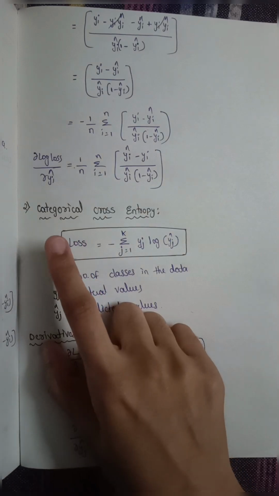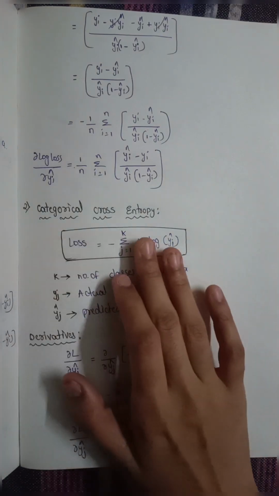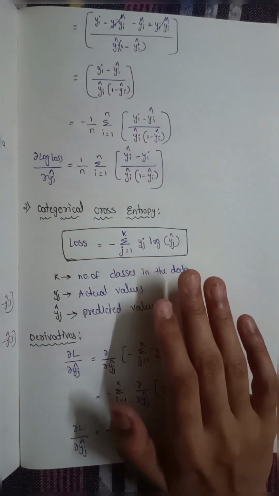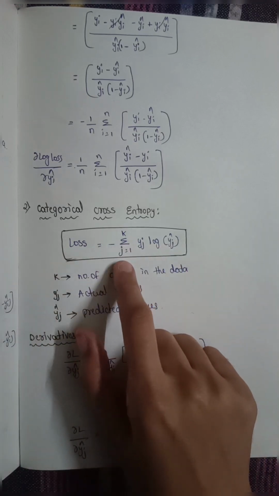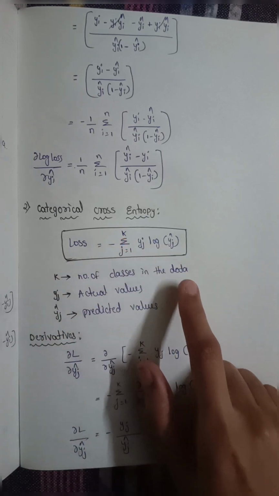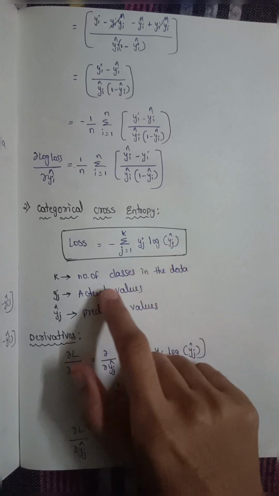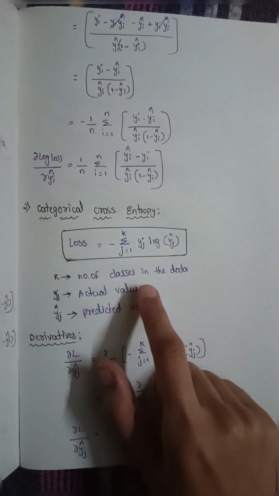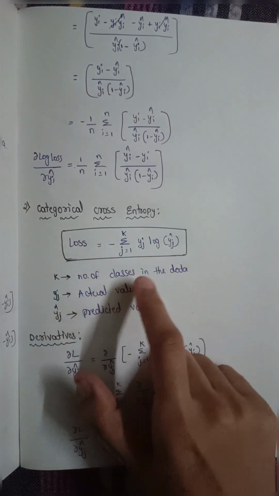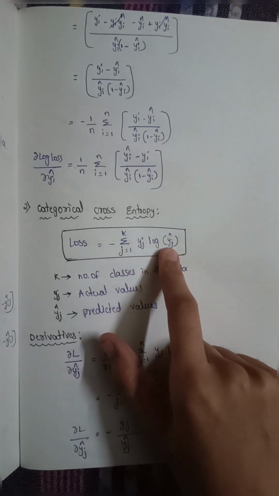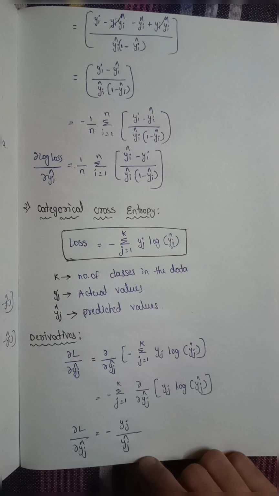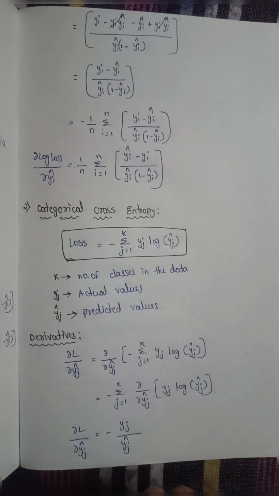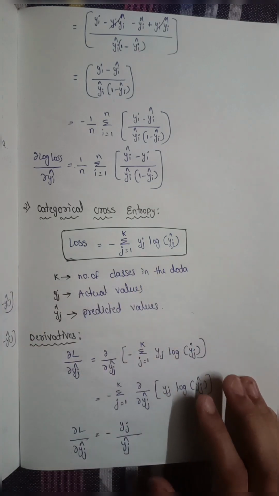Another one is categorical cross entropy. It is used for multi-class classification tasks, and this is the formula: loss equals minus summation j equals 1 to k, yj into log yj cap. Here k is the number of classes in the data, yj is the actual value and yj cap is the predicted value. And this is the derivative of the categorical cross entropy. This is about loss functions and their derivatives. Thank you.